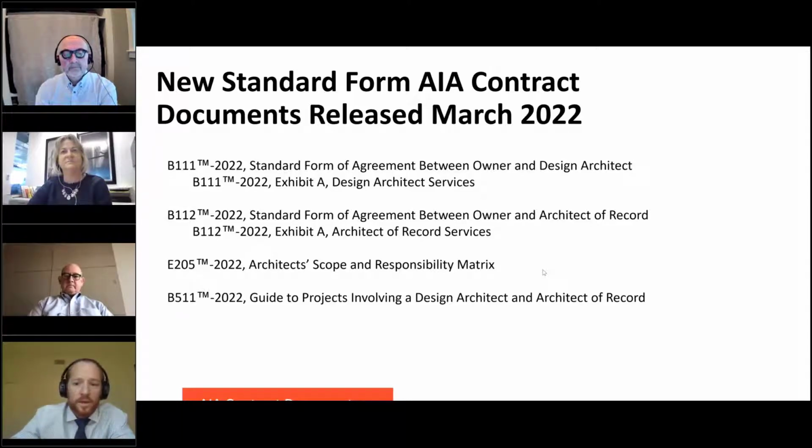We've also published a guide called the B511 Guide to Projects Involving a Design Architect and Architect of Record. This guide addresses a whole host of practical issues that tend to crop up when two architects perform services on a project.